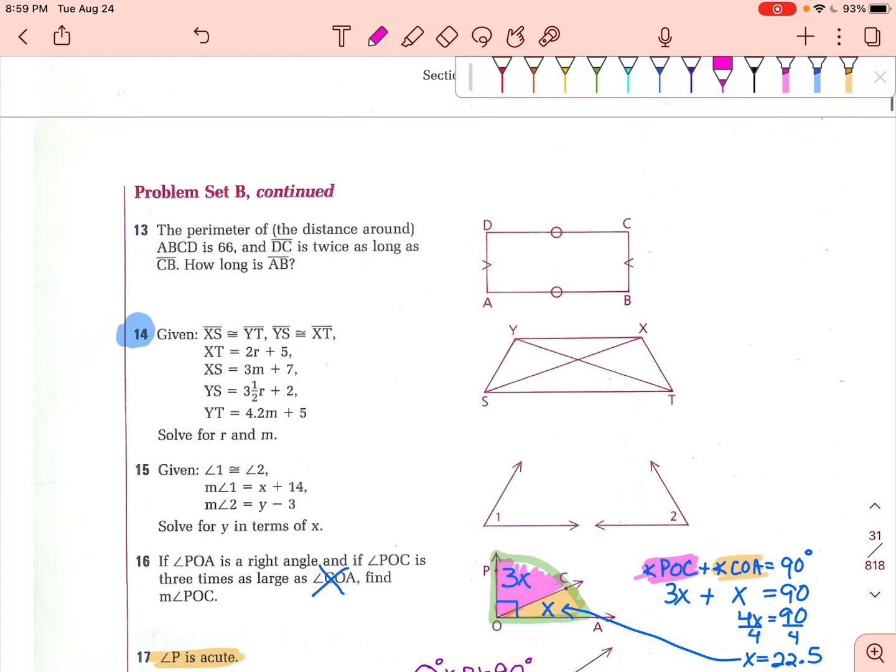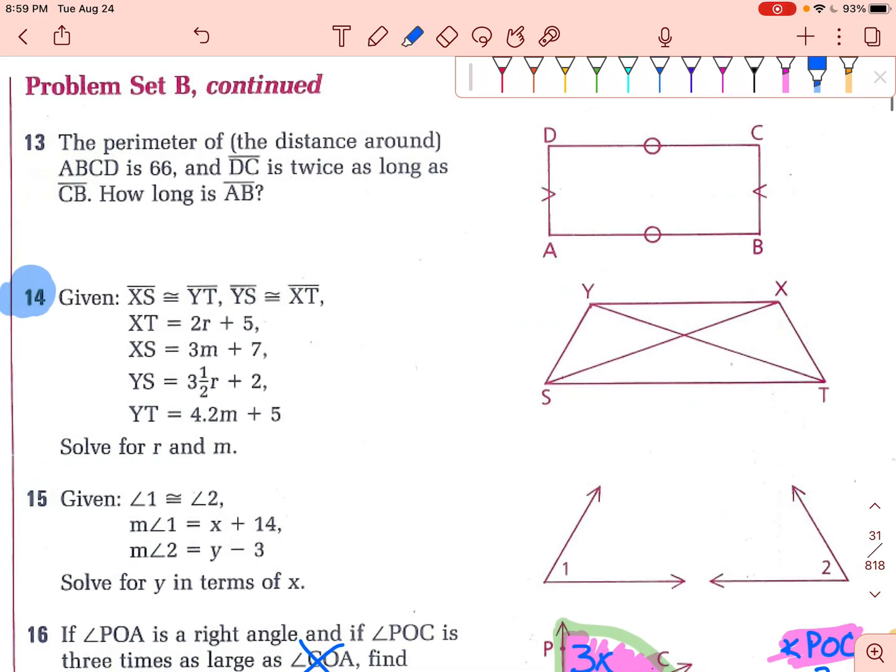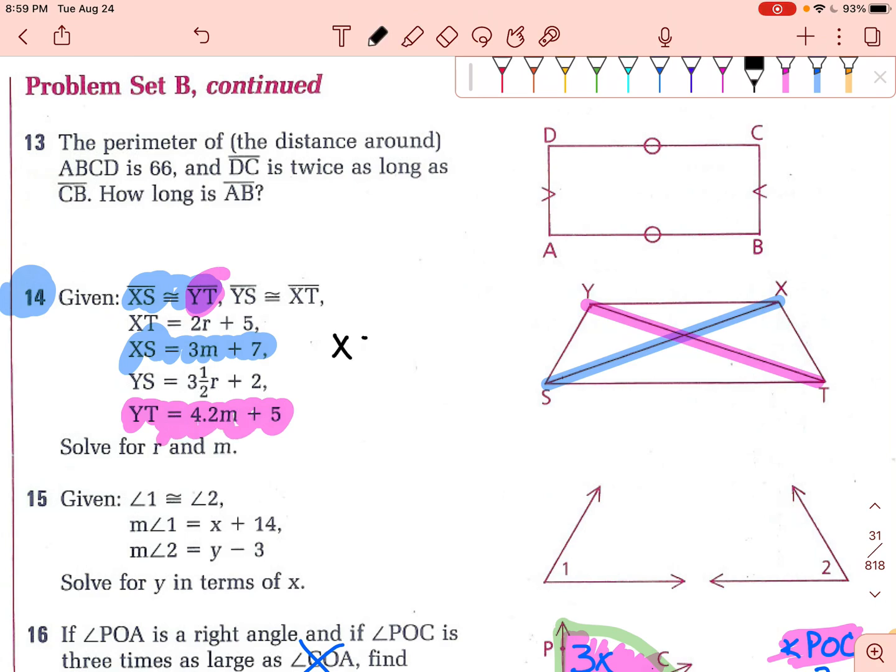The next problem I'm going to do is 14. So 14 gives you some information here. The first thing it tells you is that XS, so from X to S, is congruent to YT. I'm going to use two different colors. So those are congruent. My motto for Miss Chang, again, do what you can because you can. So I'm looking at XS, I'm looking at YT. I know that they are congruent, which means that XS is equal to YT. Okay, those are equal to each other.